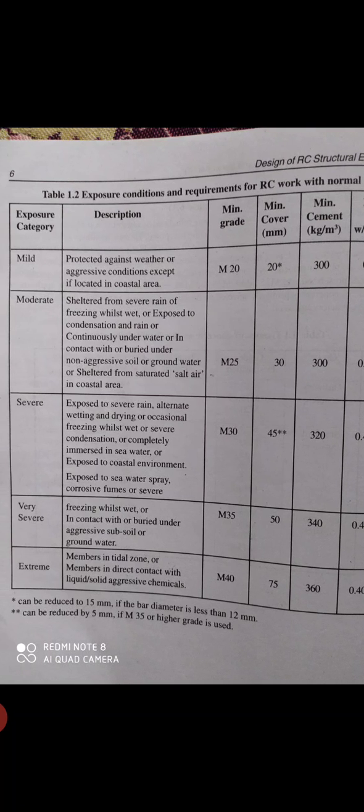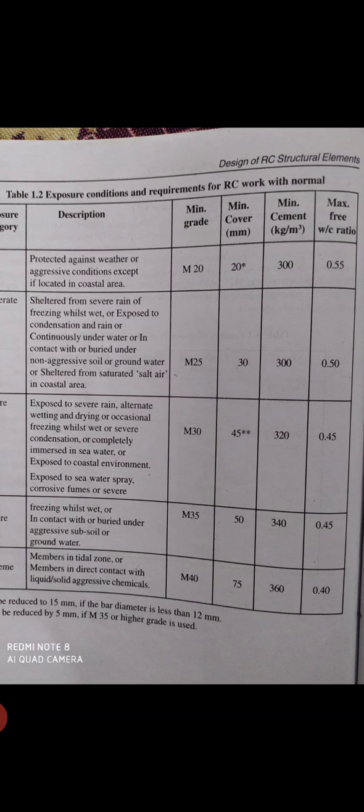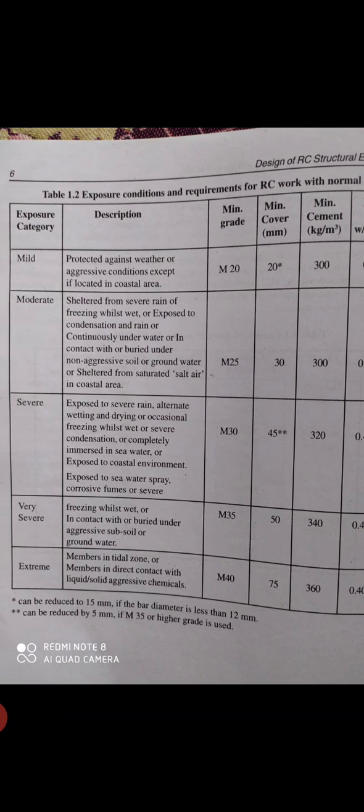The fourth one is very severe: freezing while wet, or in contact with or buried under aggressive subsoil or groundwater. In this type you have to go for a minimum grade of concrete of M35, whereas the minimum cover is 50, the minimum cement content is 340 kg per meter cube, and you have to maintain the water cement ratio at 0.45, that is the maximum.